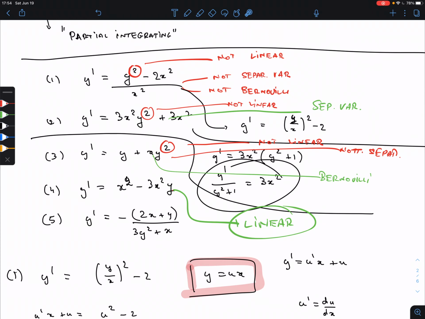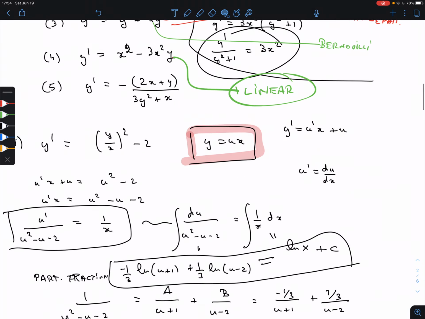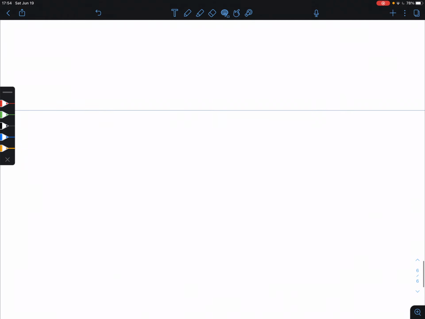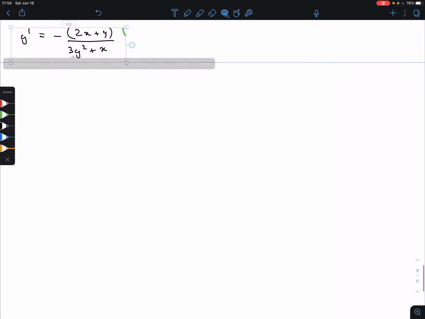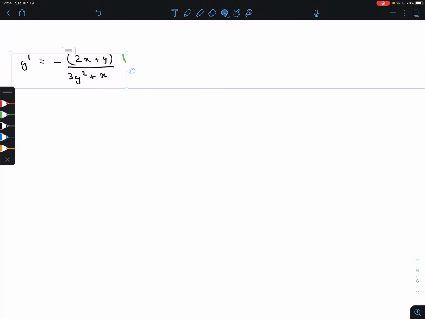So let me copy this now. And that means we first try to write it as an exact. Remember, an exact equation looks like M dx plus N dy equals 0, with M and N such that M_y equals N_x. Okay, so let's try to write it that way.